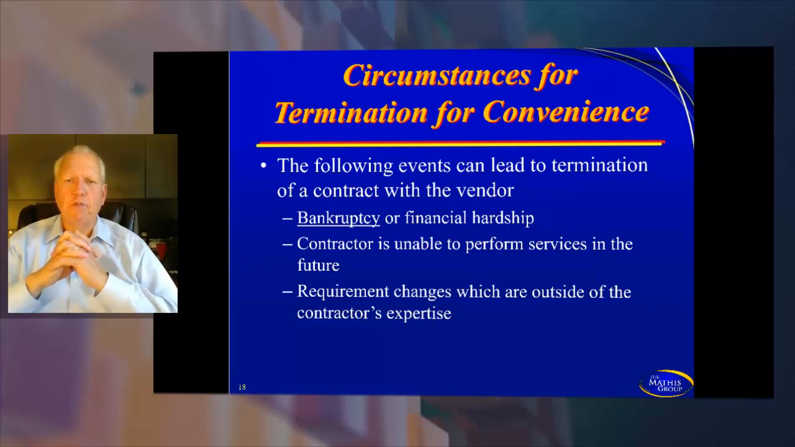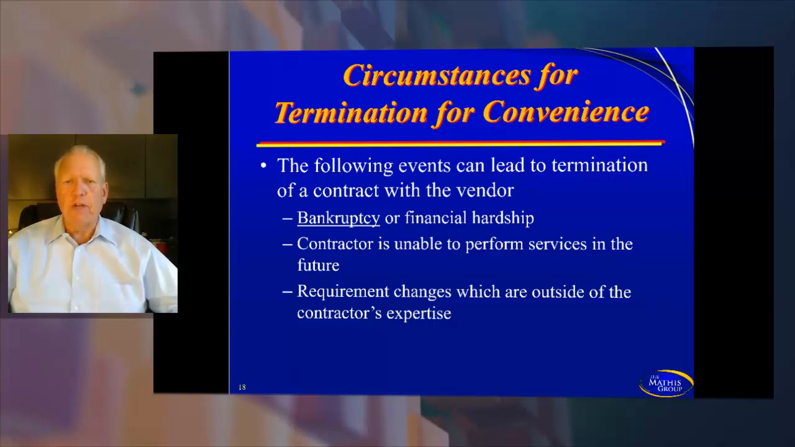Circumstances for termination for convenience. The following events can lead to termination of a contract with the vendor. For example, bankruptcy or financial hardship. A contractor is unable to perform services in the future. Requirement changes which are outside of the contractor's expertise. So you can find a lot of different things that can be termination for convenience.